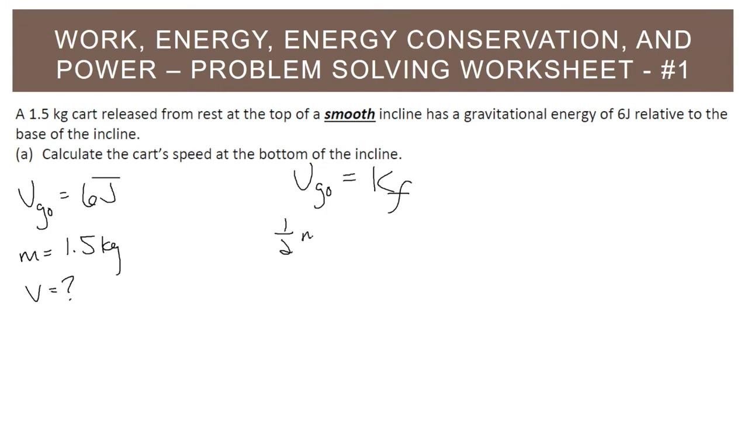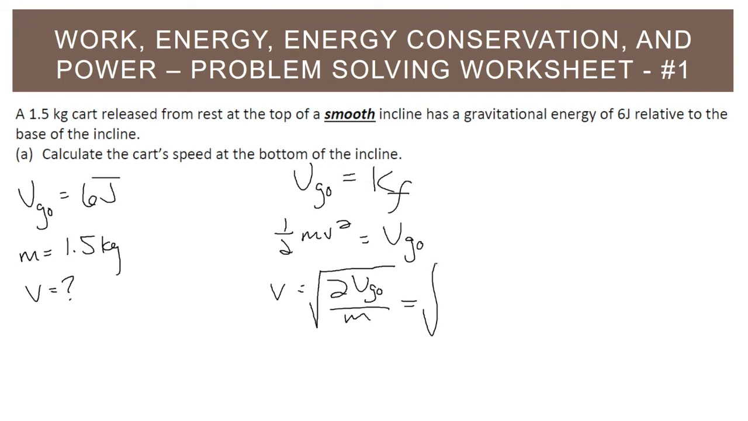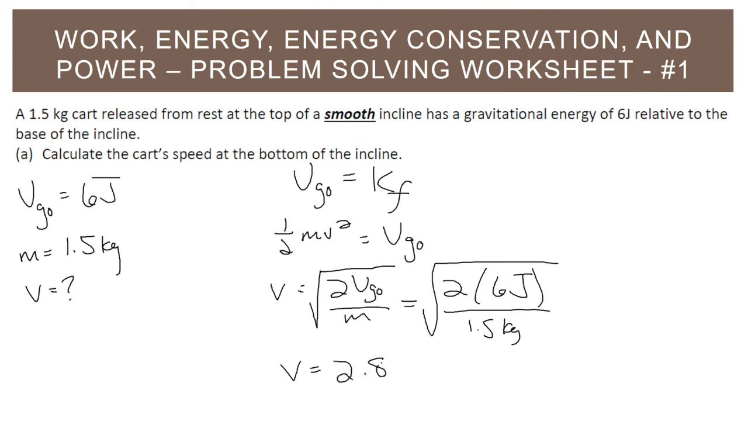So that just means we have 1/2 mv squared. Notice I'm just switching these things on each side of the equal sign. 1/2 mv squared equals UG naught. And that means that v is going to be equal to the square root of 2 UG naught over m. And so we have here 2 times 6 joules over 1.5 kilograms. And of course, all that's under the radical. And so when you do that math, you get 2.83 meters per second. And that's it for part A.